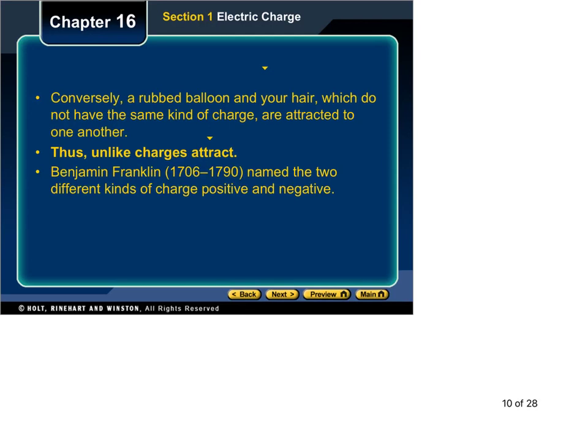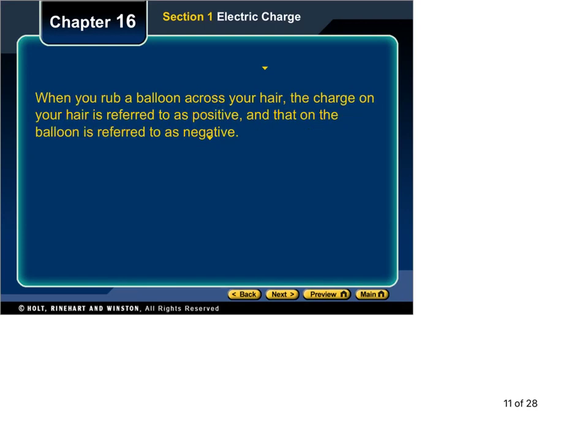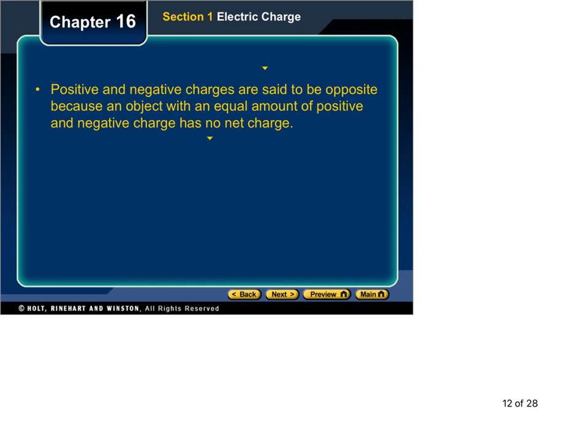And likewise, if they don't have the same kind of charge, they're attracted to each other, thus unlike charges attract. Another key point: Ben Franklin named these two kinds of charges positive and negative. When we talked about the balloon in your hair, the charge on your hair is positive and the charge on the balloon is negative. These are said to be opposite charges, because if an object has an equal amount of positive and negative charge, it has no net charge. So, another very key idea.